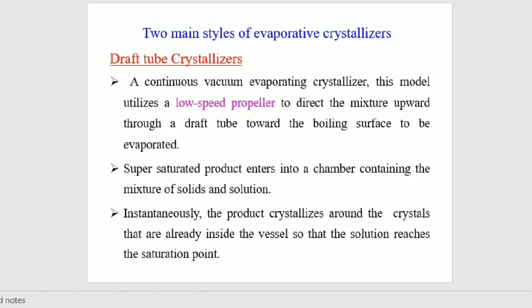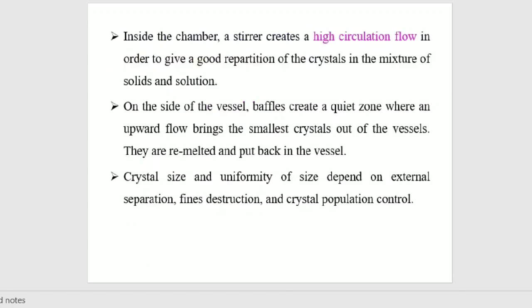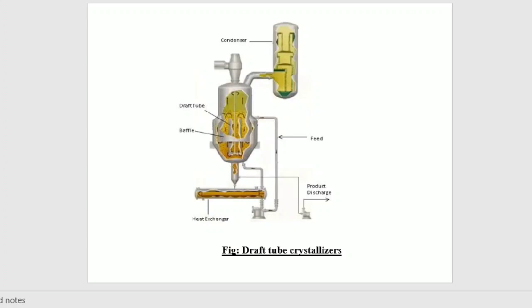First one is the draft tube crystallizer, a continuous vacuum evaporative crystallizer. It is one of the continuous systems used for crystallization purposes. This model utilizes a low speed propeller to direct the mixture upward through a draft tube toward the boiling surface to be evaporated. Now the supersaturated product enters into a chamber containing a mixture of solids and solution. Now it attains a saturation point and forms nuclei. Once the nucleation stage is attained, crystal size and uniformity of size depend on external separation, so crystals will form. This is the draft tube crystallizer used in industry.